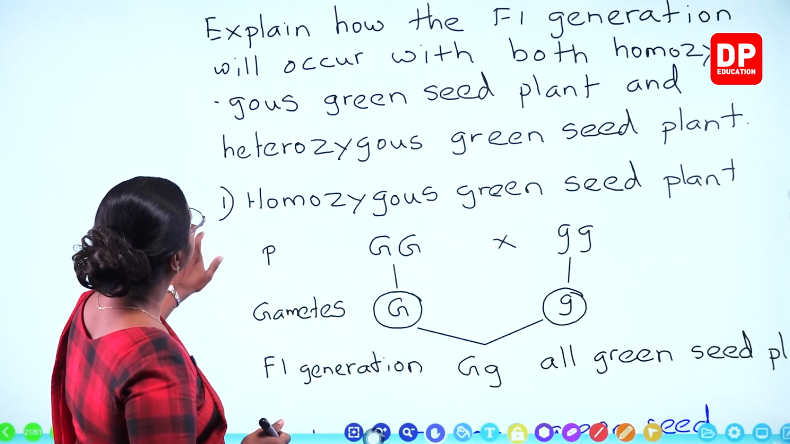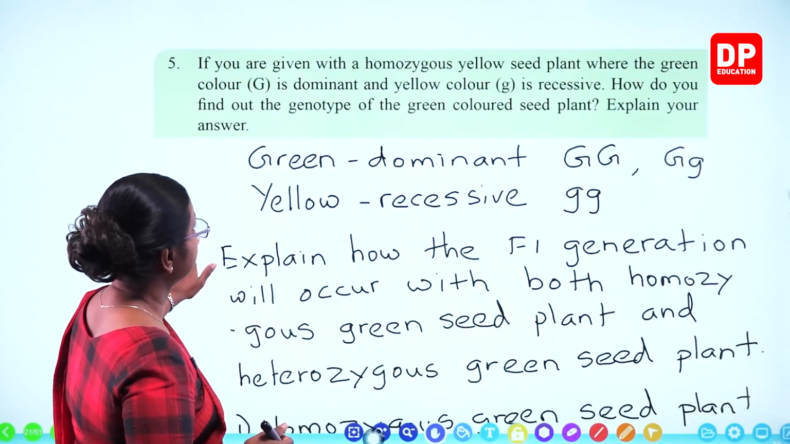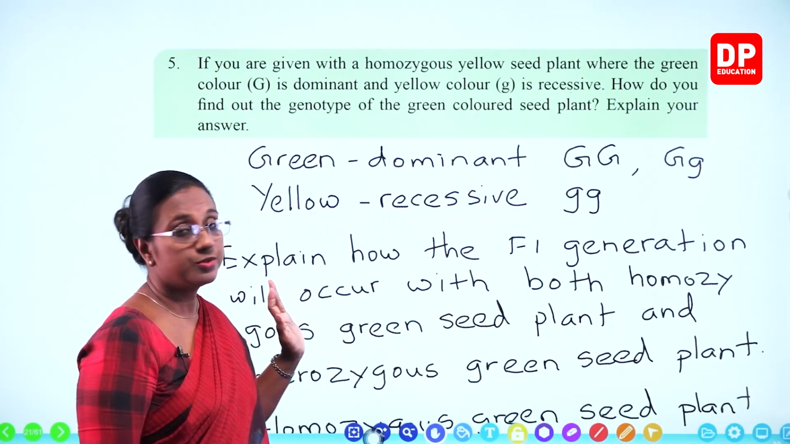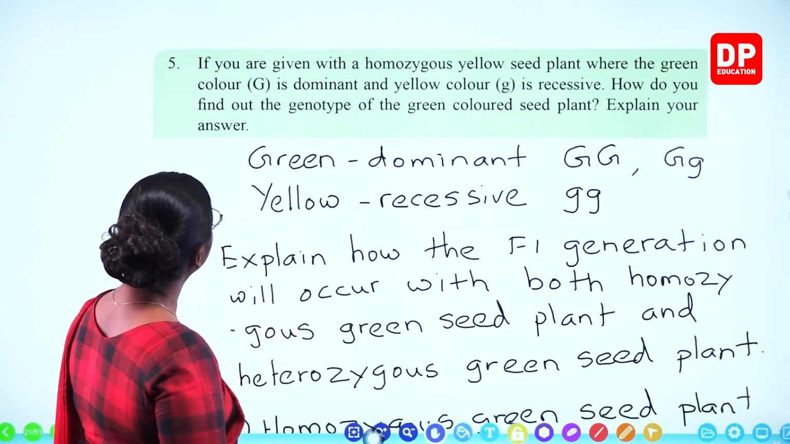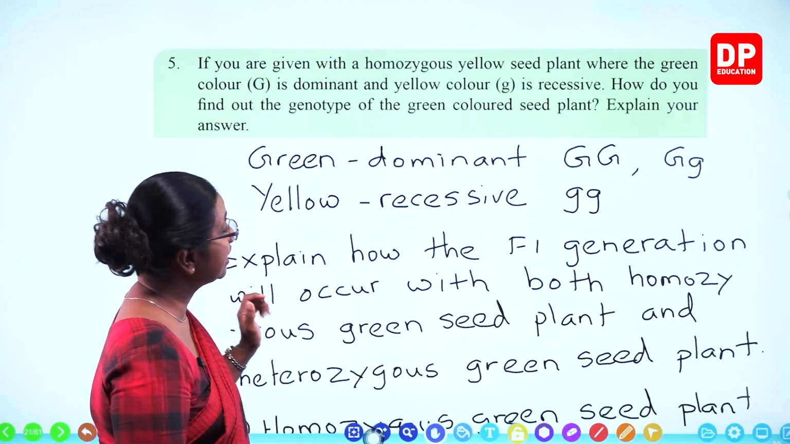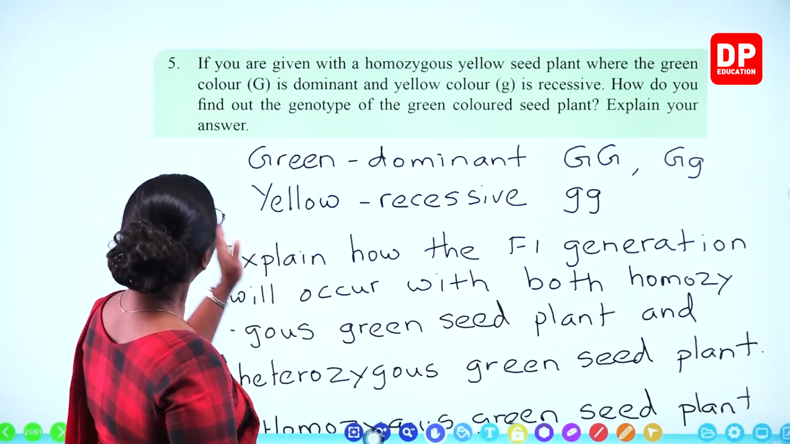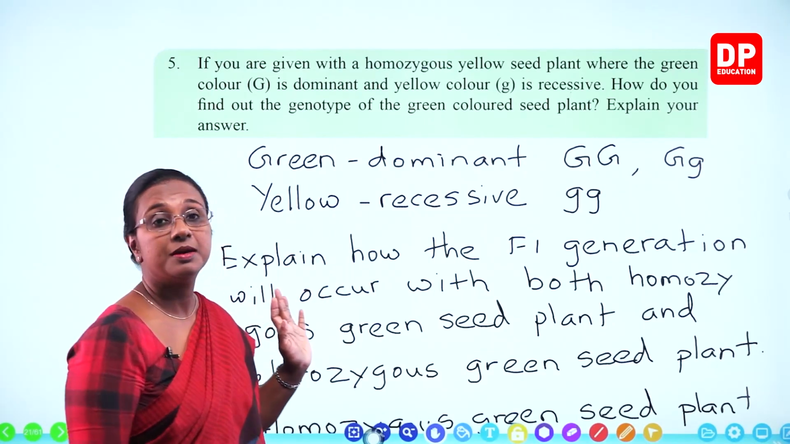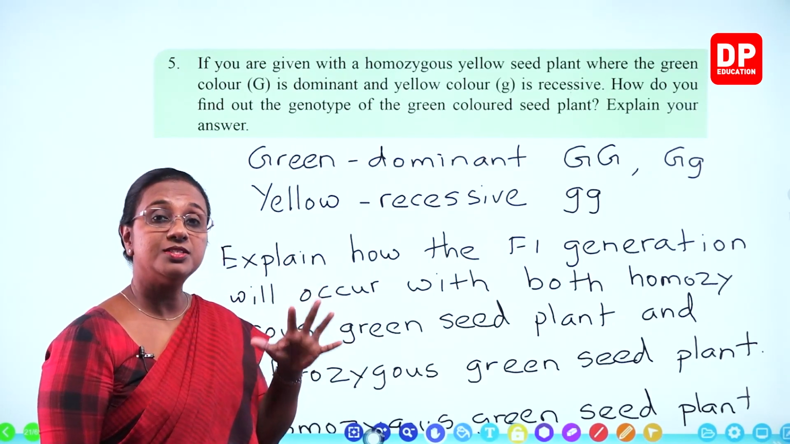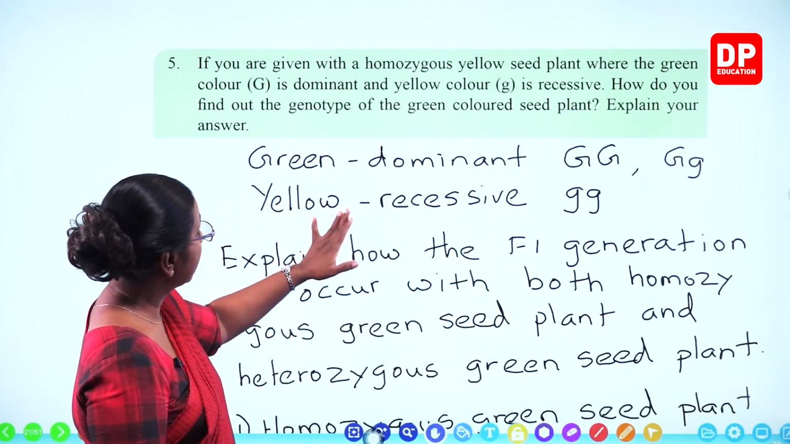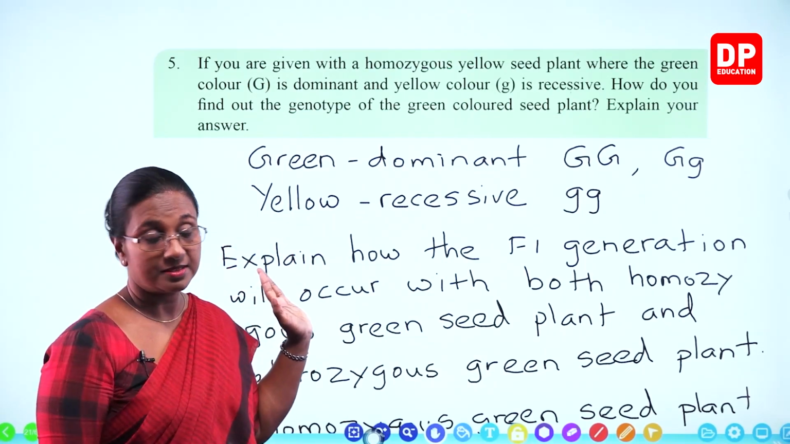So here the question is this. If you are given a homozygous yellow seed plant, where the green color, capital G, is dominant and yellow color, small g, is recessive, how do you find out the genotype of the green colored seed plant? Green color is dominant, yellow color is recessive.